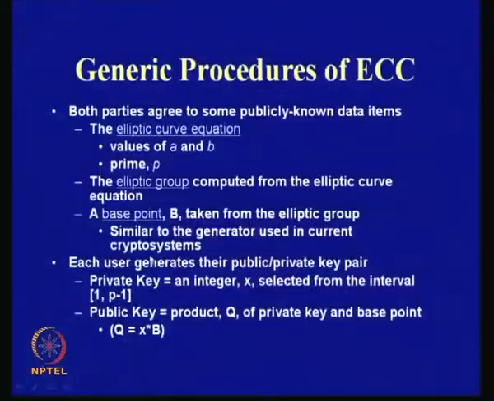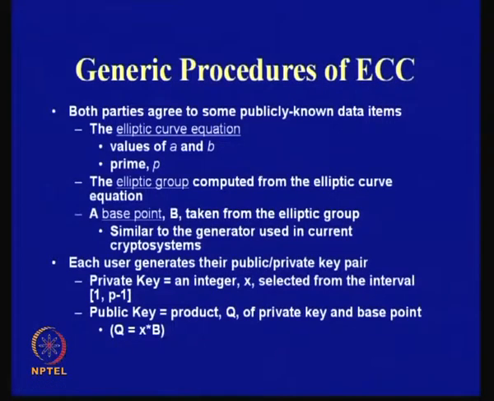So, in this case the publicly known data items are the values of a, b and the corresponding prime p. These are public known values. Similarly, there is a base point which is also a public domain value. Now, each user generates their public and private key pair. What is the private key here? It could be an integer x selected at random from the interval 1 to p minus 1. And the public key is the product of x and the base point b.